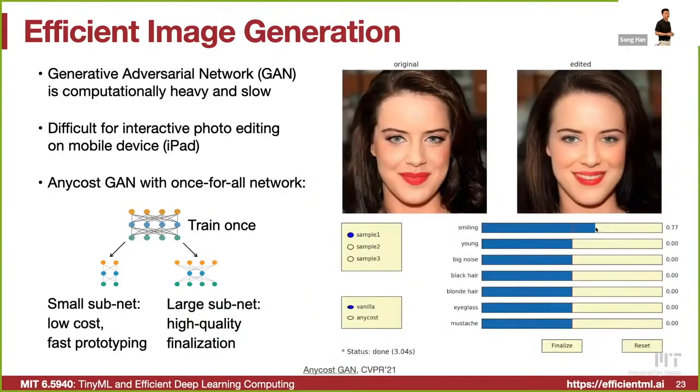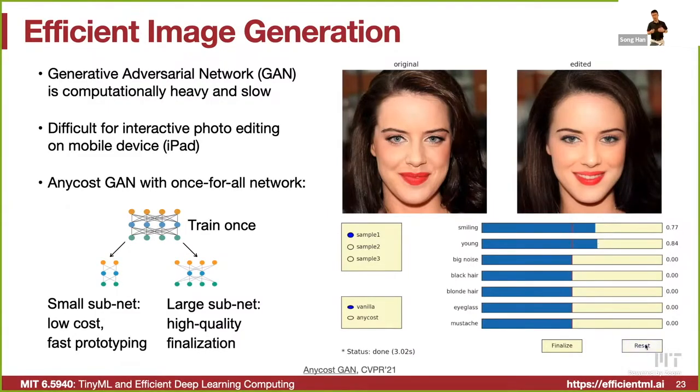And also using this Anycost GAN technique. For example, previously when we wanted to do photo editing, for example, make the lady smile, it takes quite a while. Or make her look younger. We can just turn the sliding bar to the right, after first projecting the image to the hidden space. That takes quite a while.